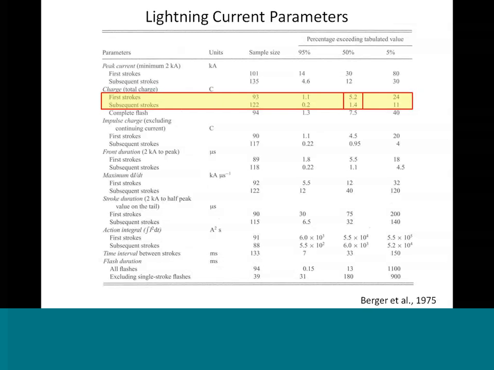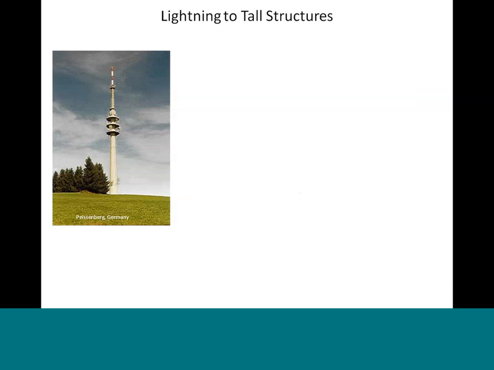And as I mentioned earlier, if we are worrying about the direct effects, which are usually determined by charge transfers, we should pay attention to first return strokes and also to continuing currents, because although they have lower amplitudes, they are longer in duration than the other phenomena inside the lightning. So let's move to the other measurements carried out to characterize lightning.